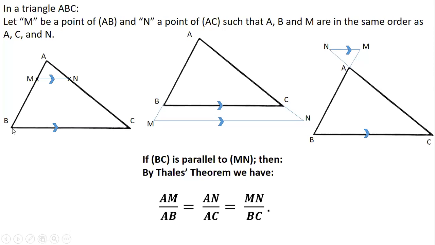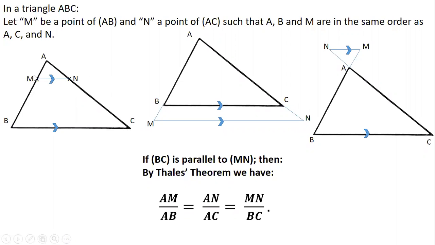On line AB, I have taken a point M, and on line AC, I have taken a point N. But please pay attention. How did I take M and N? Such that A, B, and M are in the same order as A, C, and N. So if M is taken between A and B, N should also be taken between A and C. So they are taken both between AB and AC.